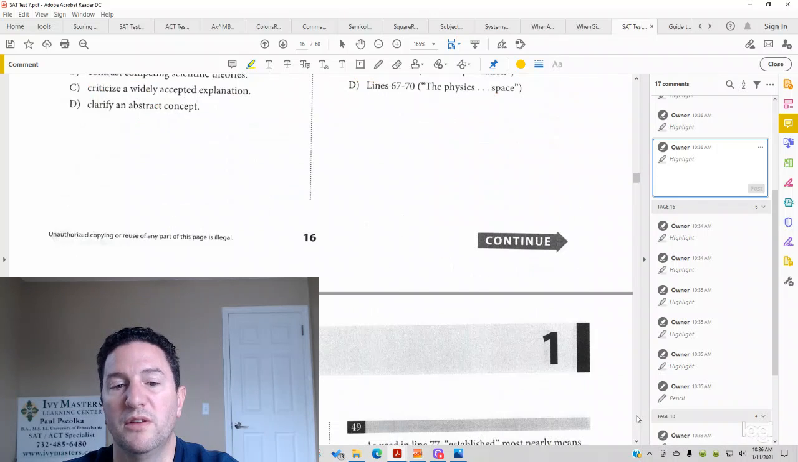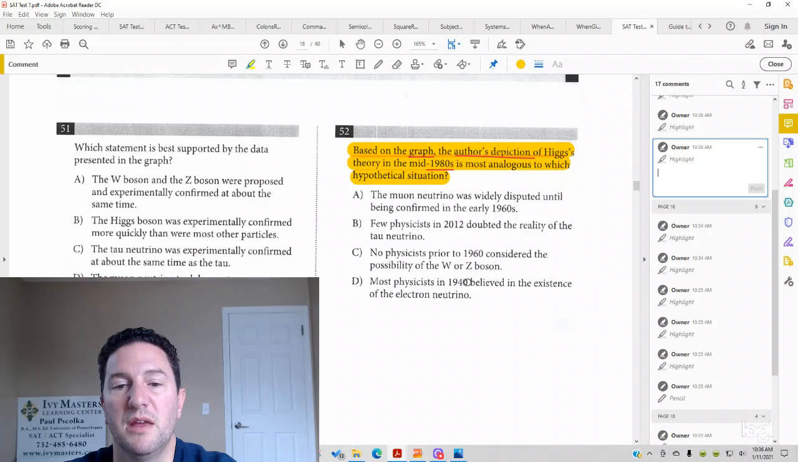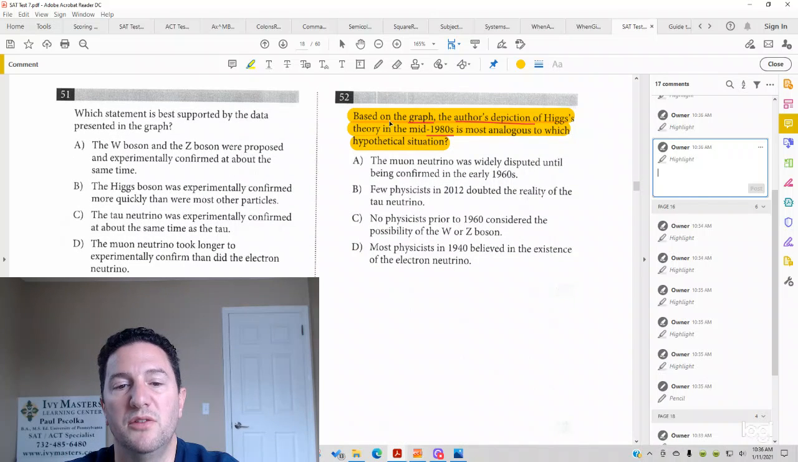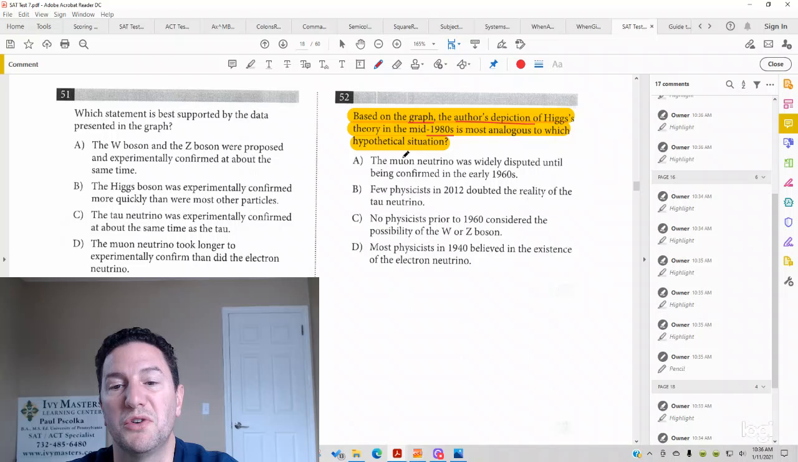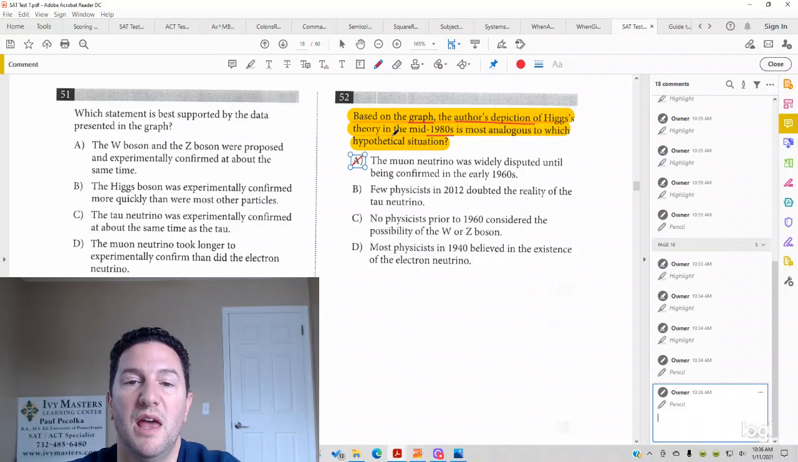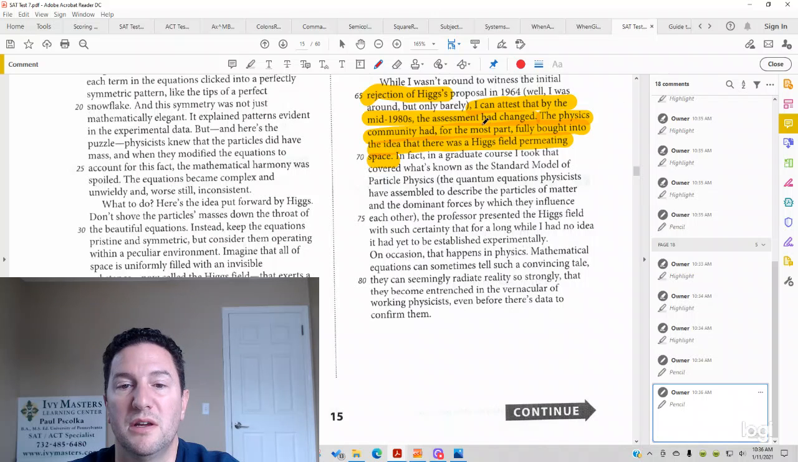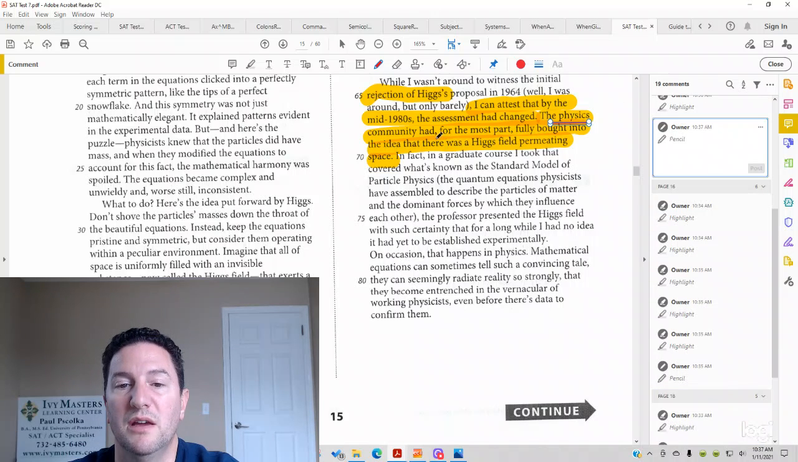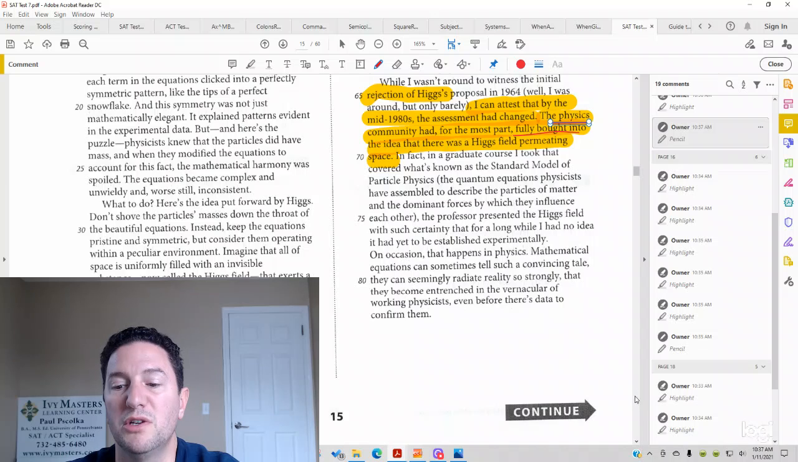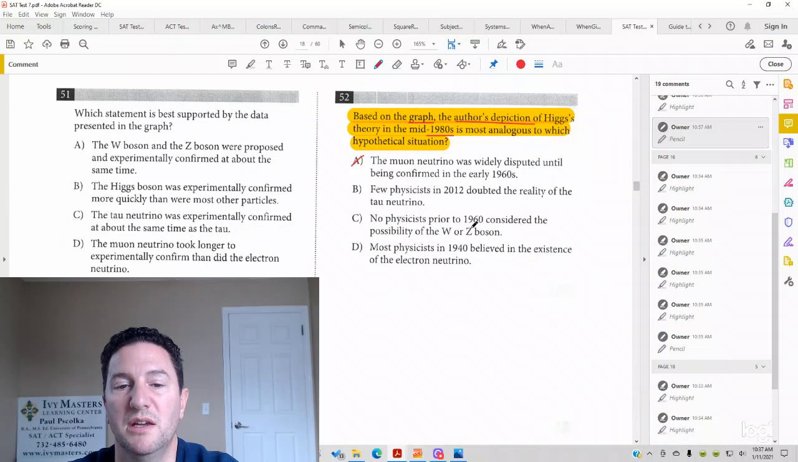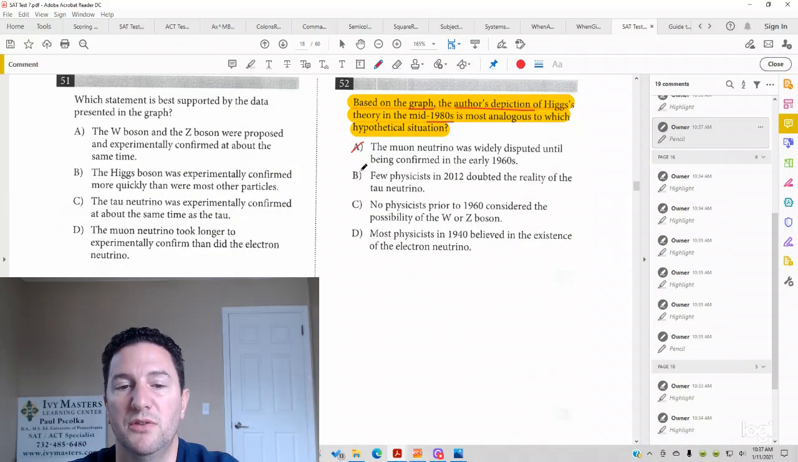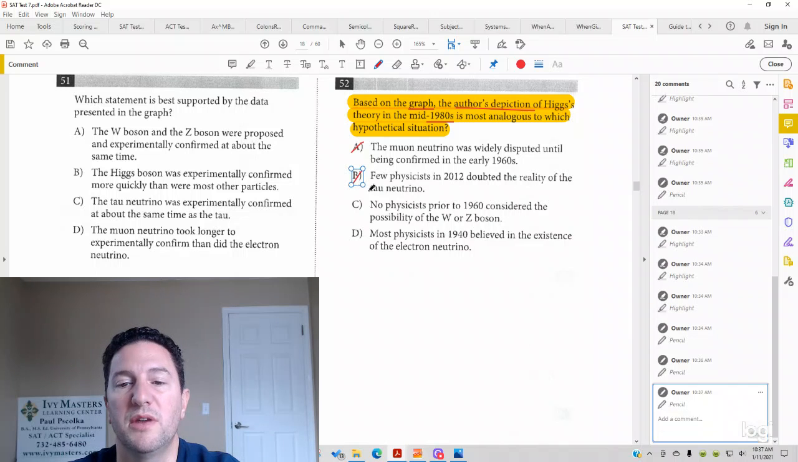We're going to take that with us to the answer choices for number 52. And answer choice A, the muon neutrino was widely disputed until being confirmed in the early 1960s. What the passage said is that the physics community had fully bought into the idea. There's no dispute there. No one's fighting about whether or not there's Higgs at that point. There's a Higgs field.